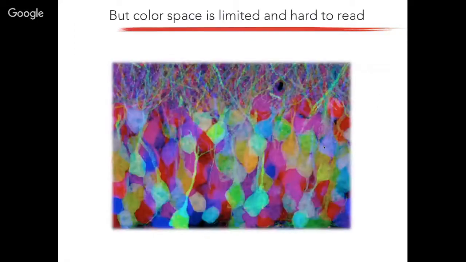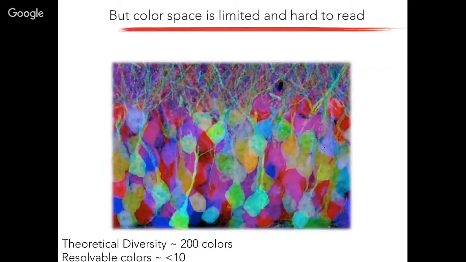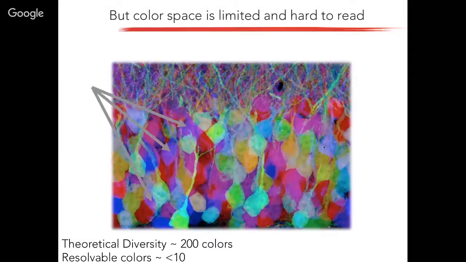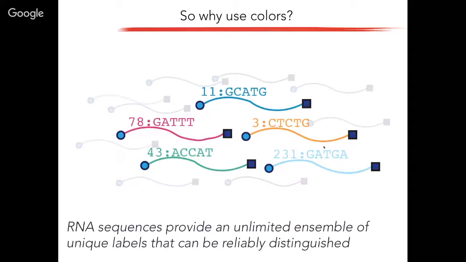But unfortunately, color space is limited and hard to read. Although the theoretical diversity was 200, the number of colors you could actually resolve with real microscopes, or really, it's the overlap of fluorophores in general, is less than 10 generously, probably closer to 5. That's shown here, where those 3 purple neurons are probably different purples, but they can't be resolved. So basically the core idea here is to replace colors with DNA sequences.